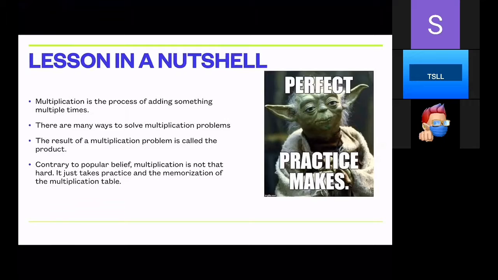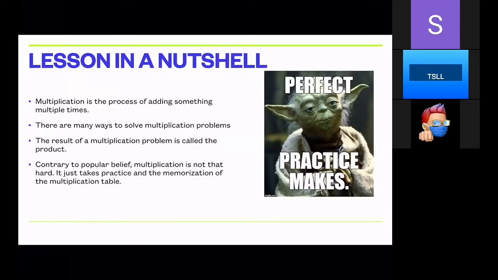So for those who slept during the entire lesson, which I recommend you should never do because it can affect your studies, well, here's the lesson in a nutshell. So I'm gonna be kind today. To summarize today's lesson, multiplication is the process of adding something multiple times. Like for example, 4 times 4, you add 4 times, which means you get 16.